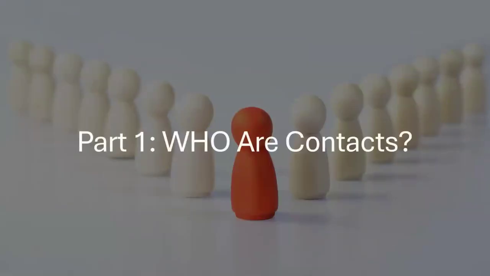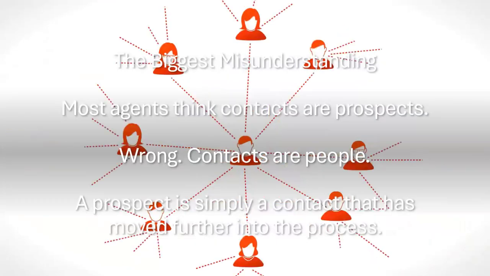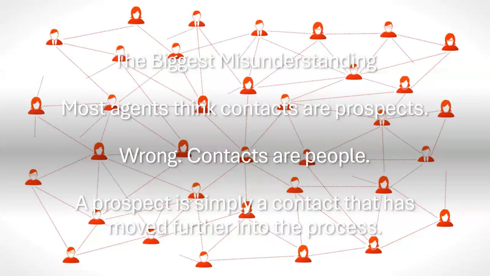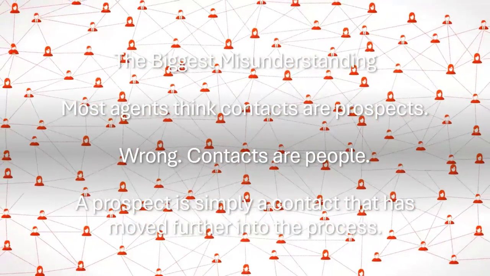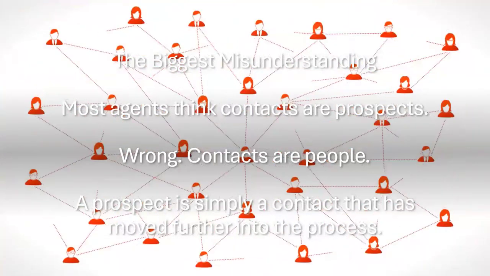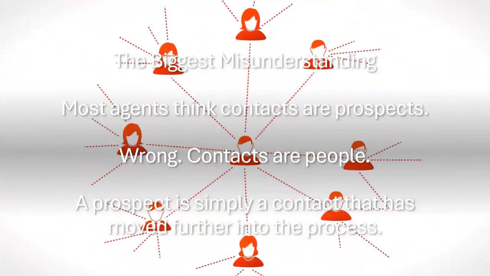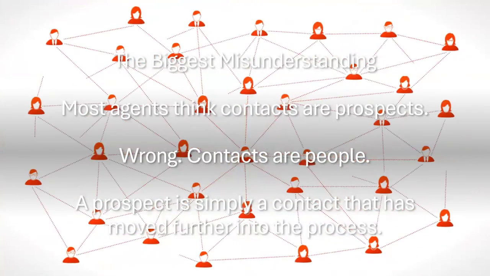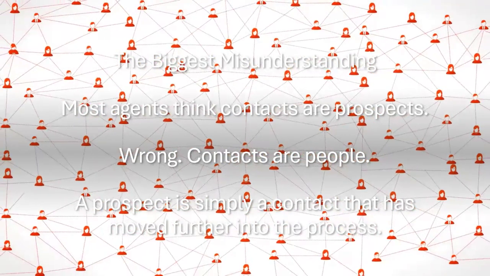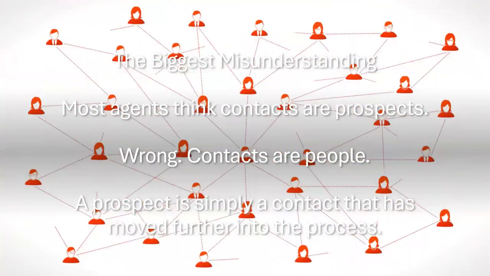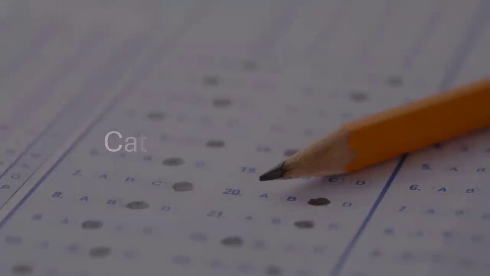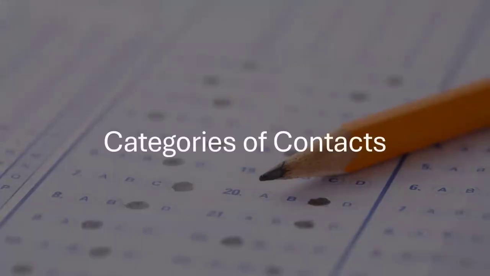Who are contacts? And this is extremely important to understand, because the biggest misunderstanding is that most agents think contacts are prospects. That's wrong, guys. Contacts are just people. A prospect is simply a contact that has moved further in the process. They're no longer just a contact. They've done something to take the next action step to become what we commonly call a lead. So understand what contacts are, and then understand the categories of contacts, because contacts come from everywhere.